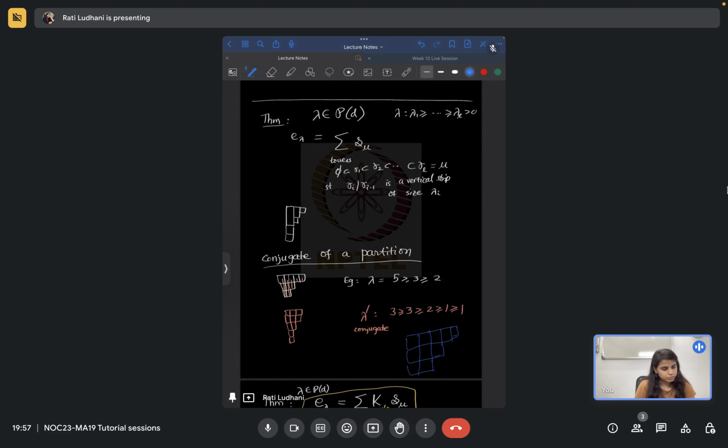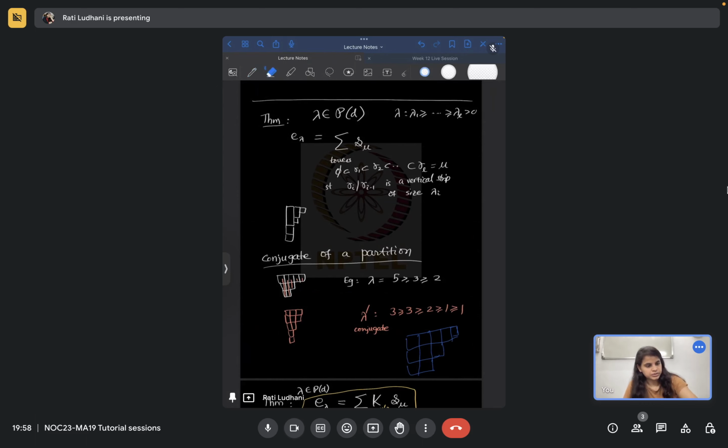So when you transpose it, you will get three boxes. So the first column will become three boxes, three boxes, two boxes, one box, one box. Yeah, exactly this which has been written, this one, right?